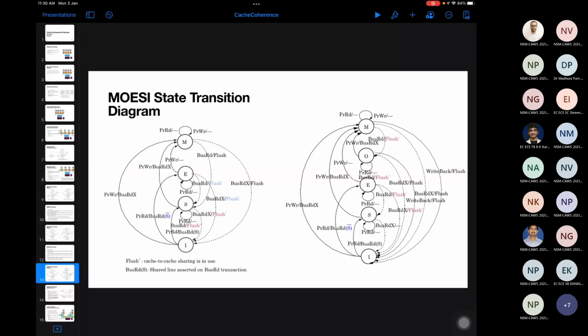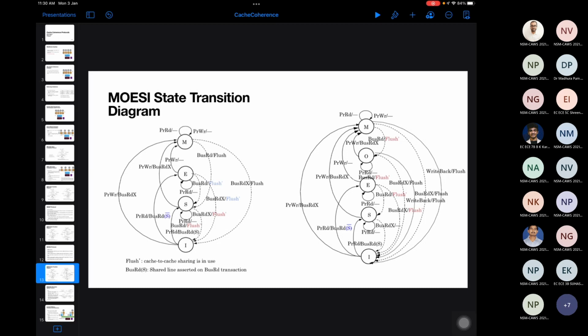In other words, if I have the data in an O state, is there a possibility that the other cores have the data in a shared state? Yes, there's a possibility. And if I have the data in a modified state, is there a possibility that the other cores have the data in shared state? As I said previously, cache coherence protocols, the entire protocols are basically you have to come up with these scenarios and then analyze. If I have a block in modified state, is there a possibility that the other cores have the data in the shared state?